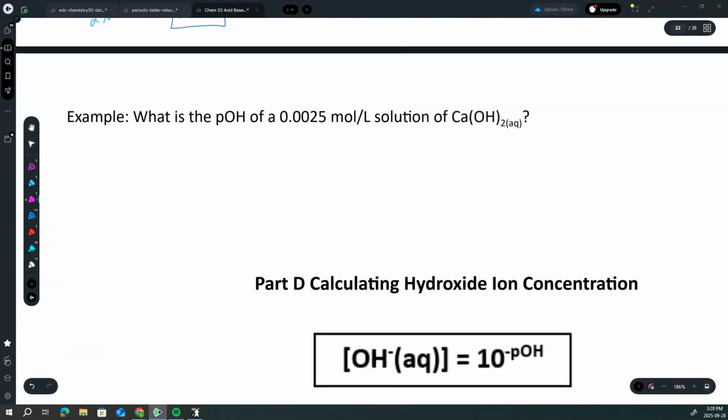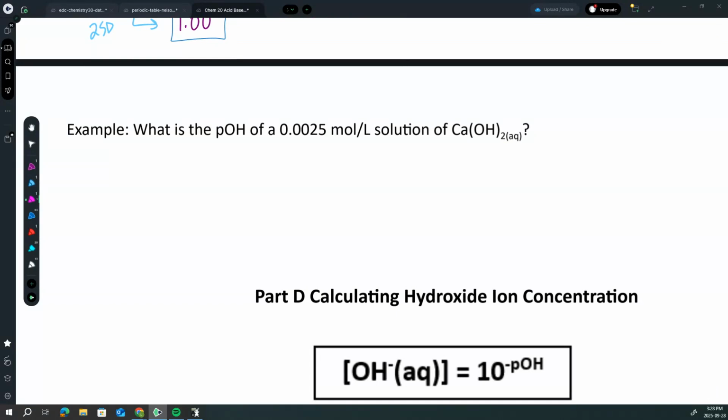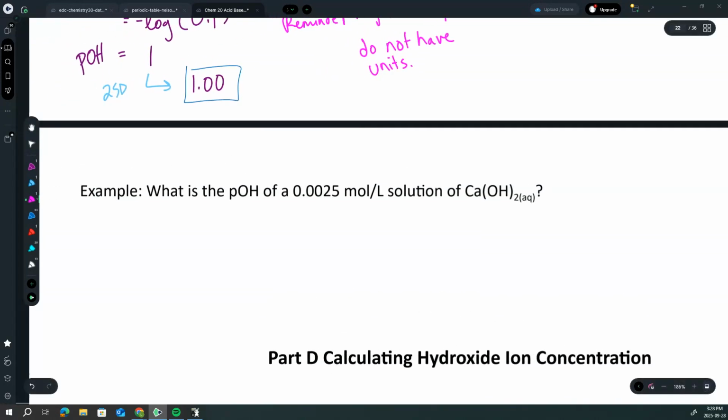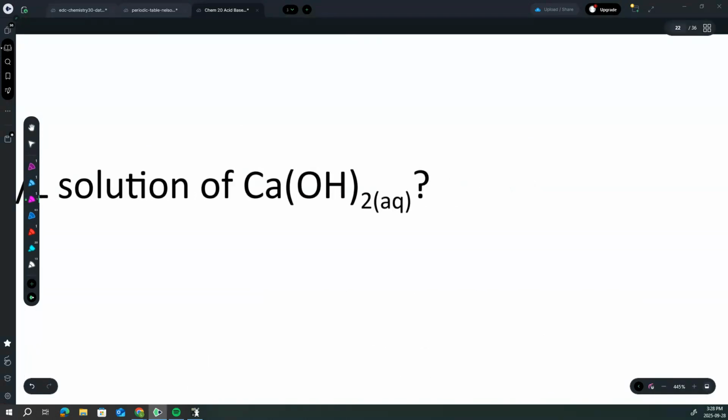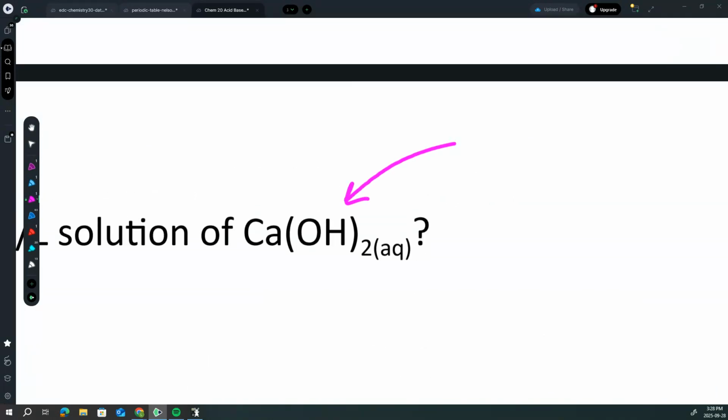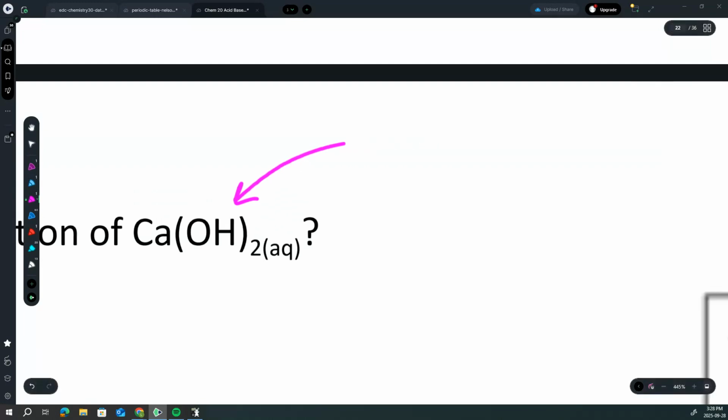Okay, moving on. So next example, what is the pOH of a 0.0025 mole per liter solution of calcium hydroxide? Just because in this example we're given a little less of a head start, the rule of thumb is if you are given a substance in a question like this that is an ionic substance, the first step is going to be to dissociate it.